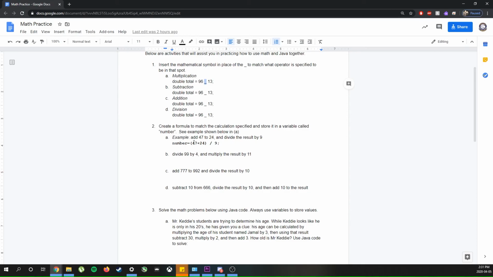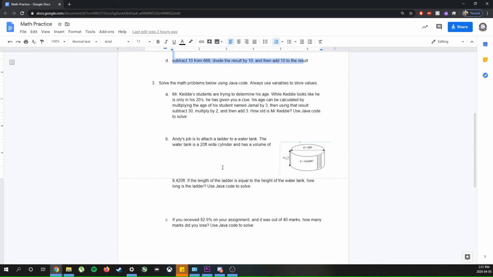Then for part 2, I've done the first one. I've given you this as an example. So you're going to store whatever value it asks you to calculate in a variable called number. So it'll always start number equals, and then you're following this. So I say add 47 and 24, and then divide the result by 9. I needed to put these in parentheses, otherwise it would have done 24 by 9 first, right? Because it would do the BEDMAS. So that's for that example there. I am asking you to do those, and then I've got some word problems here for you guys as well. Okay, so those are your practice.